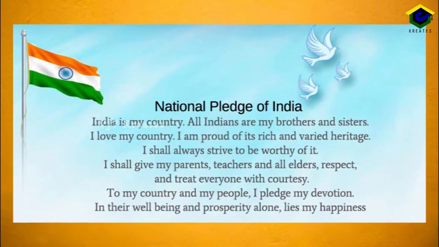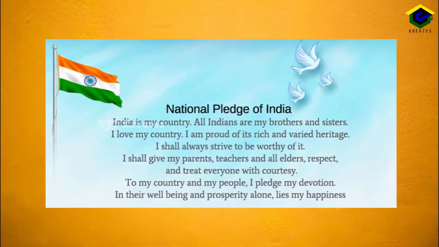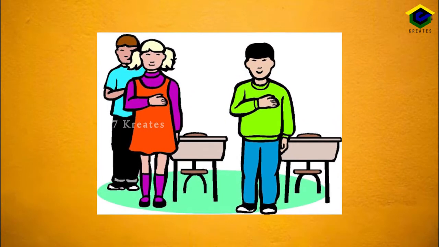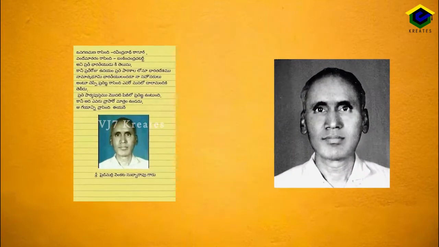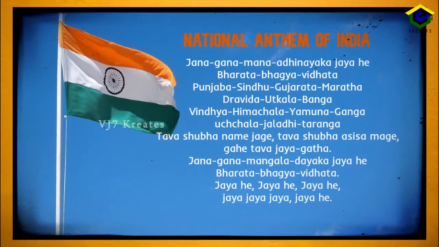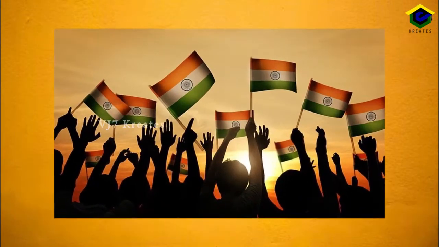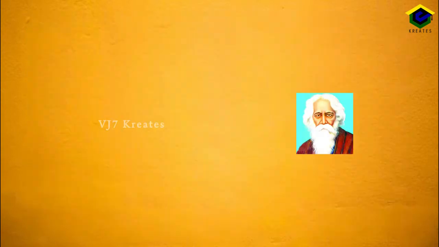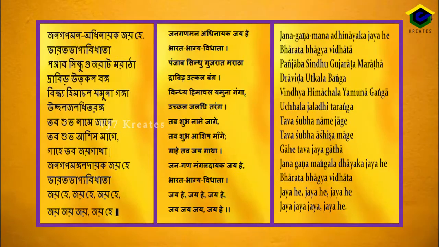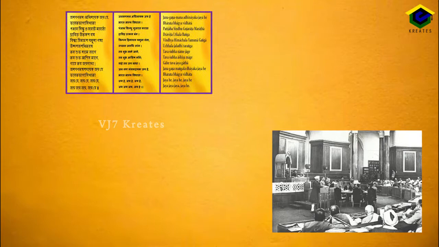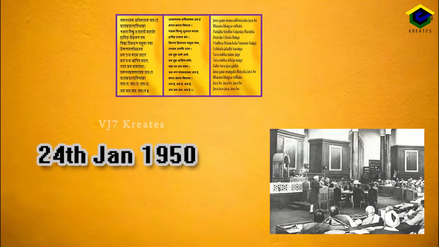National Pledge. India is my country, all Indians are my brothers and sisters is our national pledge. The pledge was written by Paidimarri Venkata Subba Rao in Telugu. National Anthem. Jana Gana Mana is our national anthem. It symbolizes the sovereignty and integrity of our nation. This anthem was written by Rabindranath Tagore in Bengali. This was transcribed in Hindi and was accepted by the Constituent Assembly on 24th January 1950.